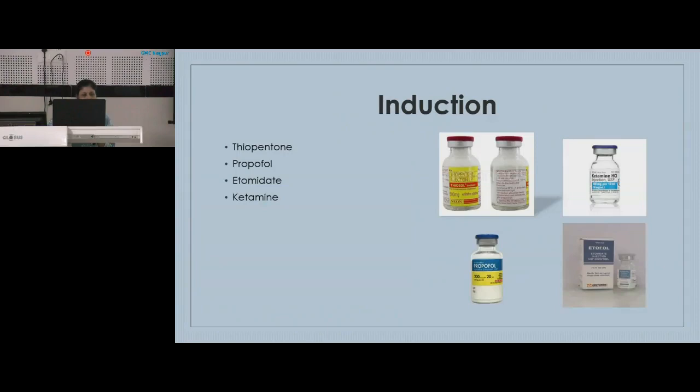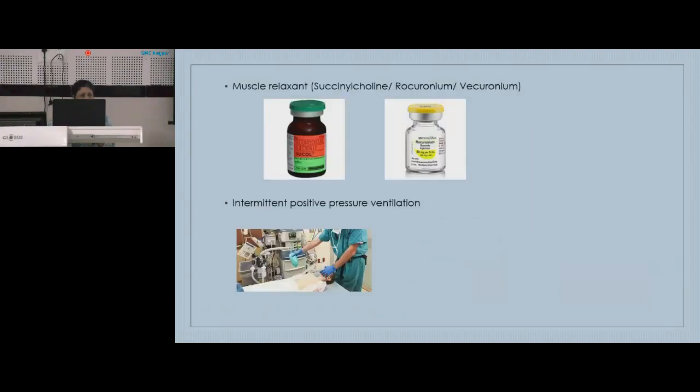After that, a rapid-acting inducing agent is given to render the patient unconscious. Propofol is one of the most popular agents for that. For proper vocal cord relaxation and proper intubating conditions, we give a muscle relaxant. It can be a depolarizing or a non-depolarizing agent depending on the choice of the anesthetist and the patient's condition. When the patient is in an apneic state, we maintain the patient's ventilation through the mask and we give intermittent positive pressure ventilation.